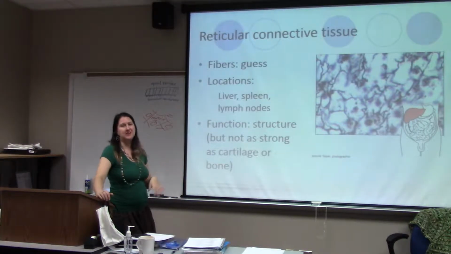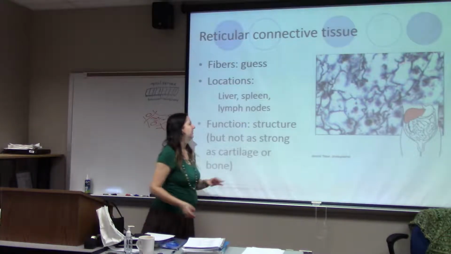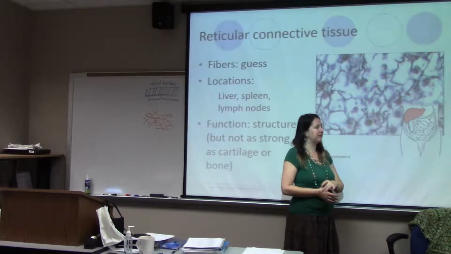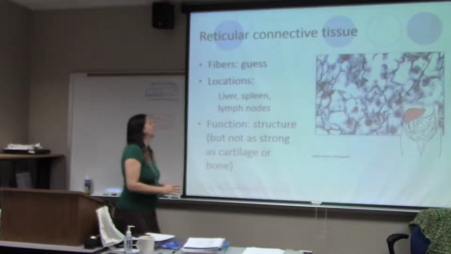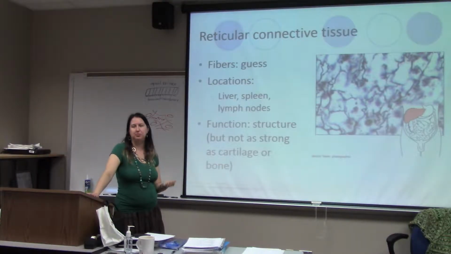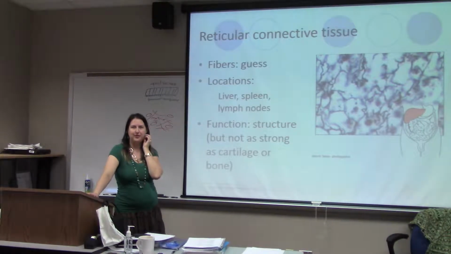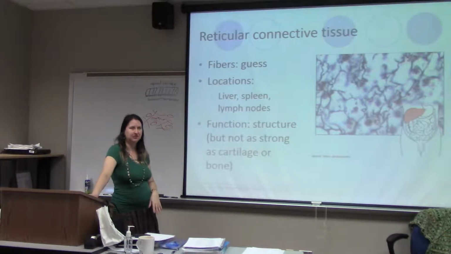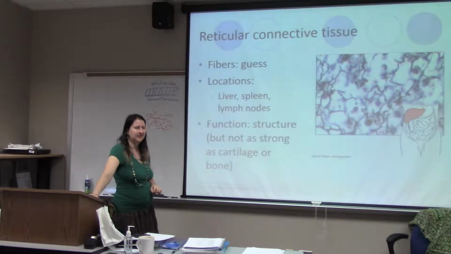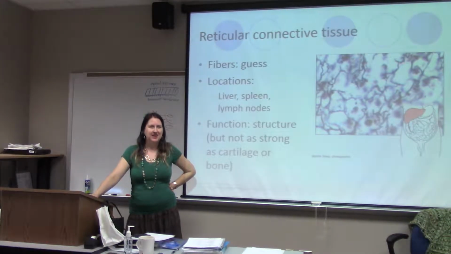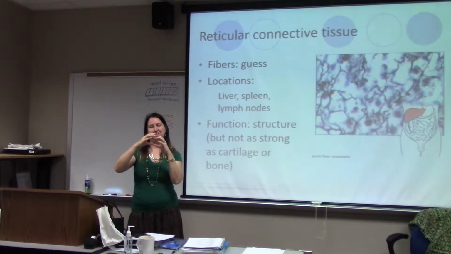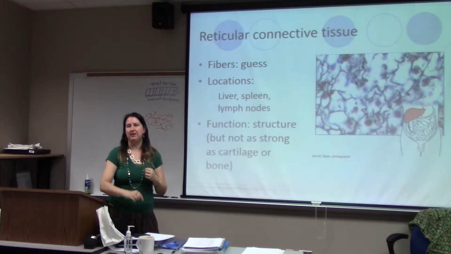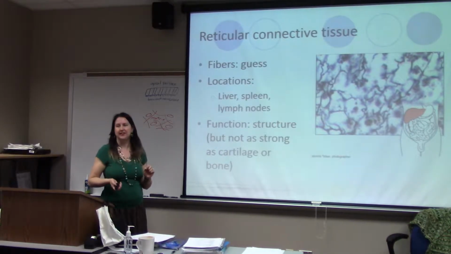Okay. Reticular. This is the only one that uses reticular fibers. Now here's a different view of it than the fiber picture. All the lines are the fibers, and there's cells scattered around. Reticular is found in the liver, spleen, and lymph nodes, which are little oval things that get swollen in your neck when you're sick. Its function is to provide some structure, but it's not as strong as cartilage or bone. It's the reason that the spleen can be really badly damaged if you get hit hard there. All it has to hold its shape is those reticular fibers, and they can easily be crushed. But without outside force, they hold the shape of the organ. Questions on reticular?